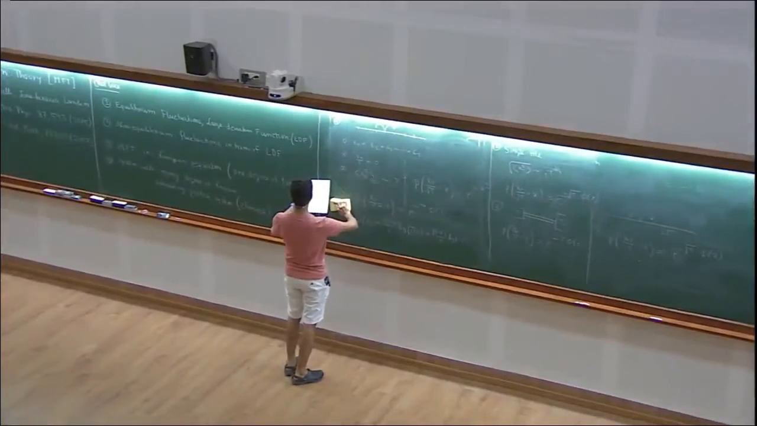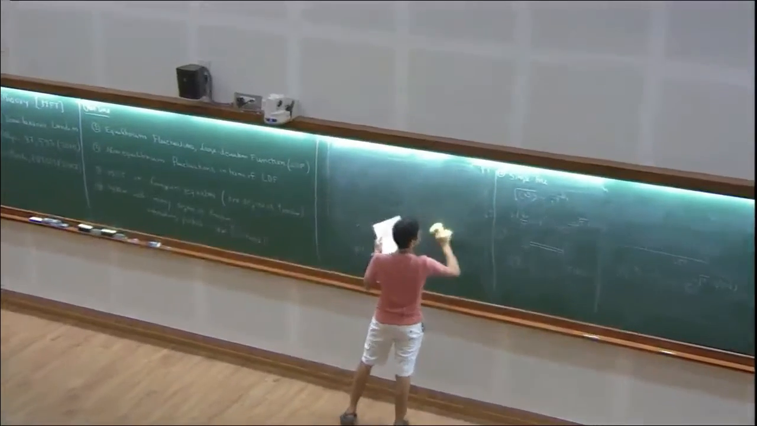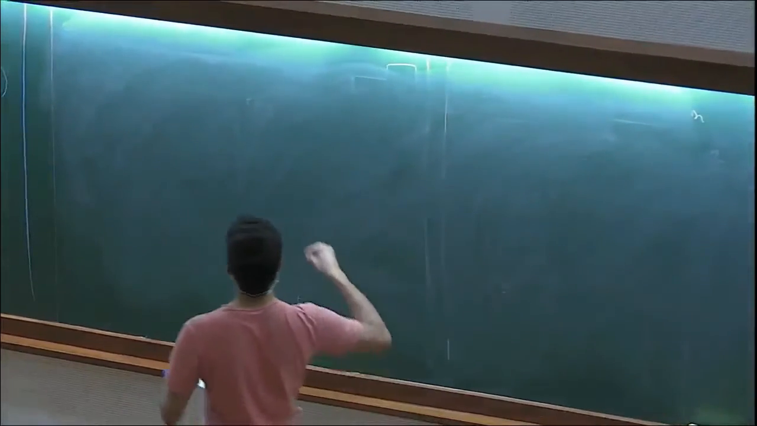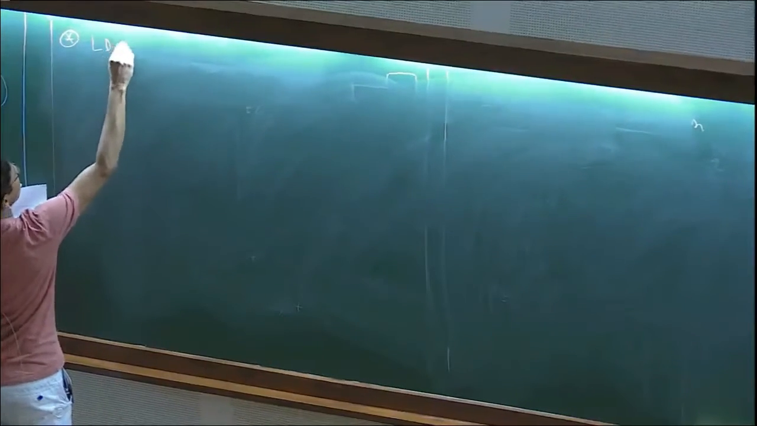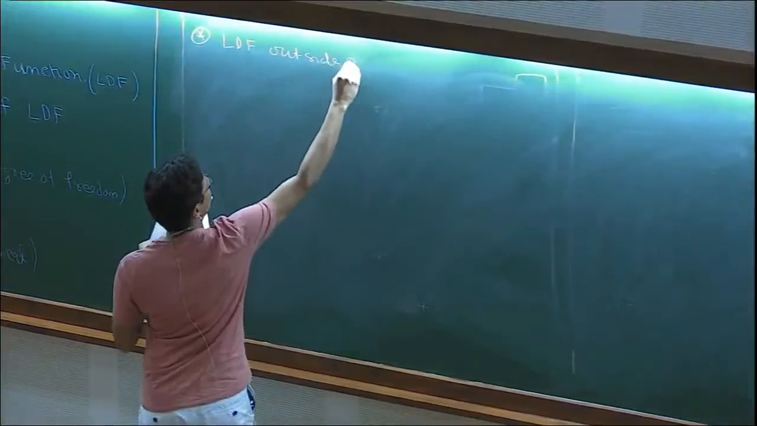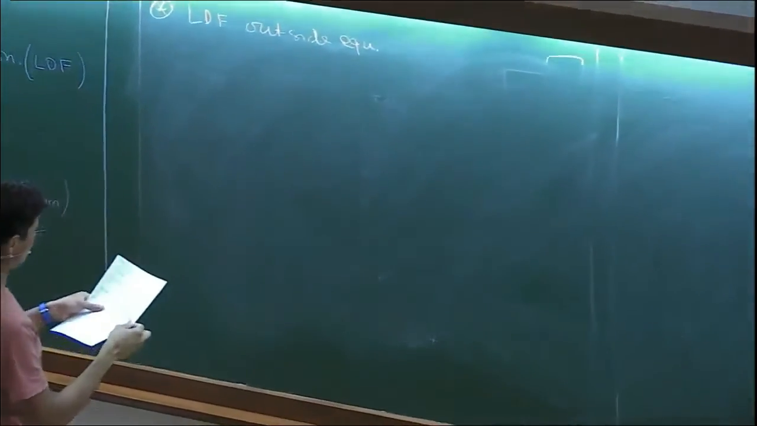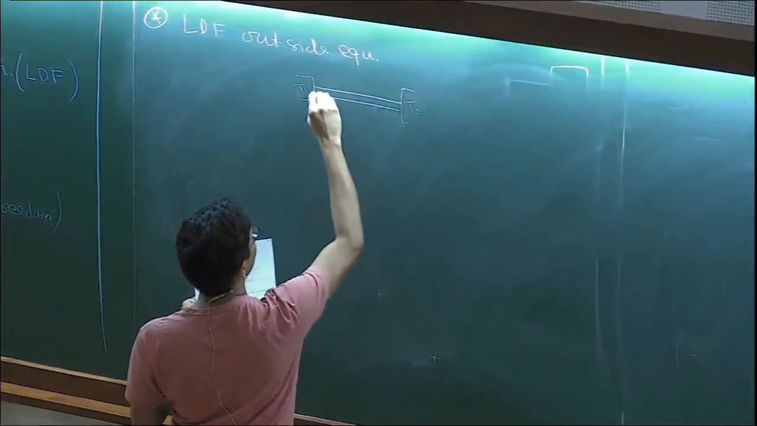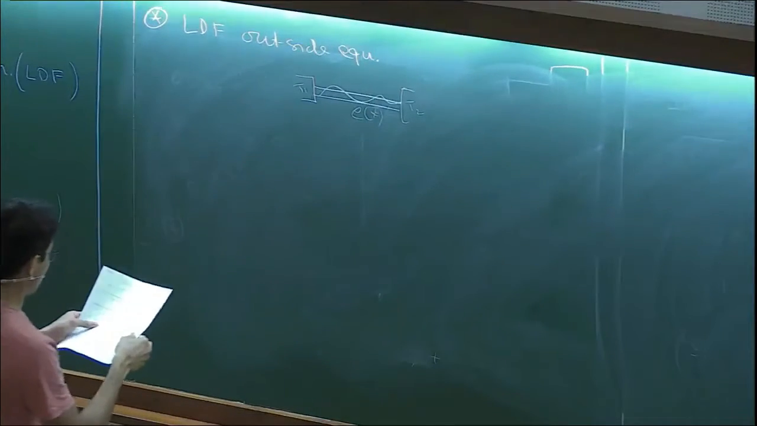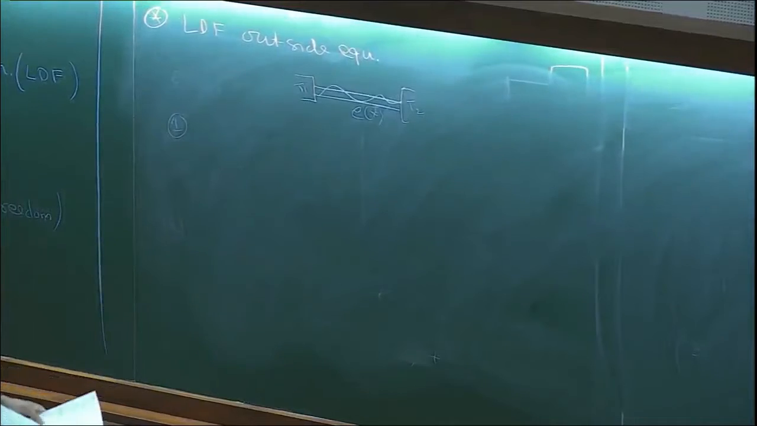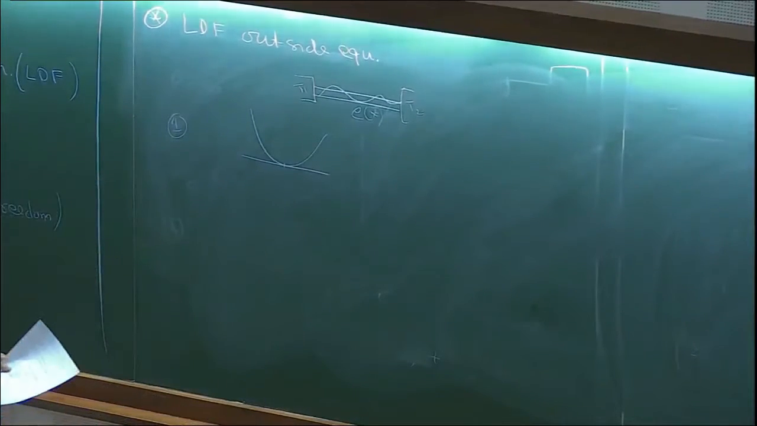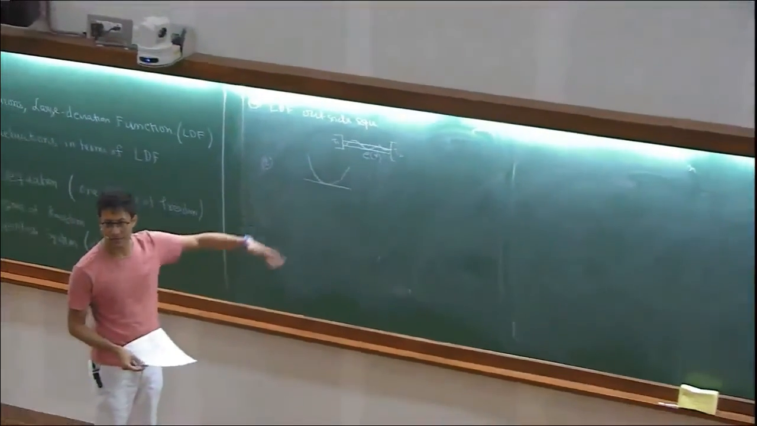Now let me make a few comments about the large deviation function outside equilibrium. The typical example we'll keep in mind is this one: coupling with T1, T2, and I'm looking at the energy profile. As in the equilibrium case, the phi function here typically has a minimum at the most probable profile. And all moments and correlations can be calculated even in this non-equilibrium system.